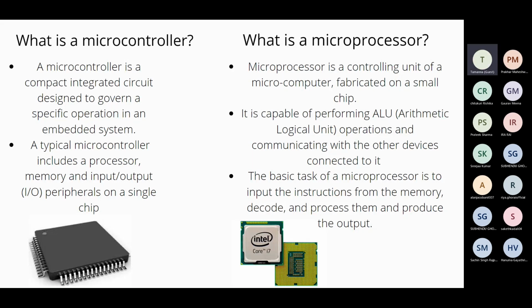Now we'll look at the microprocessor. A microprocessor is a controlling unit of a microcontroller. What a microprocessor does is it takes input instructions from the memory, decodes them, processes them, and produces an output. A microprocessor performs arithmetic operations and communicates with other devices connected to it.